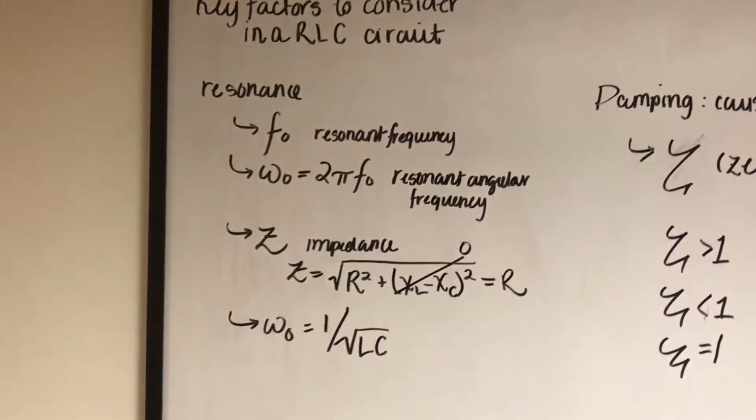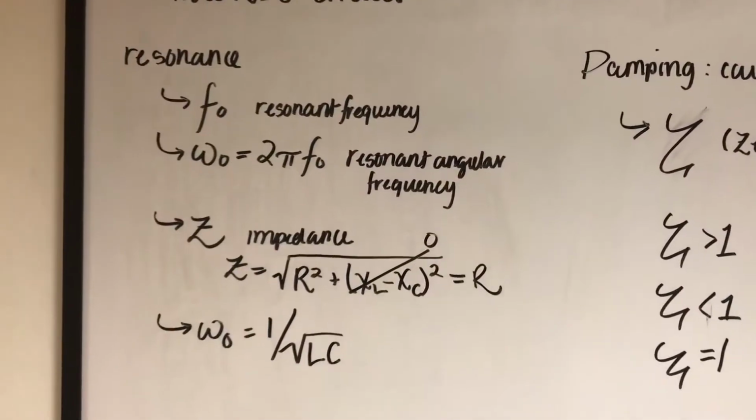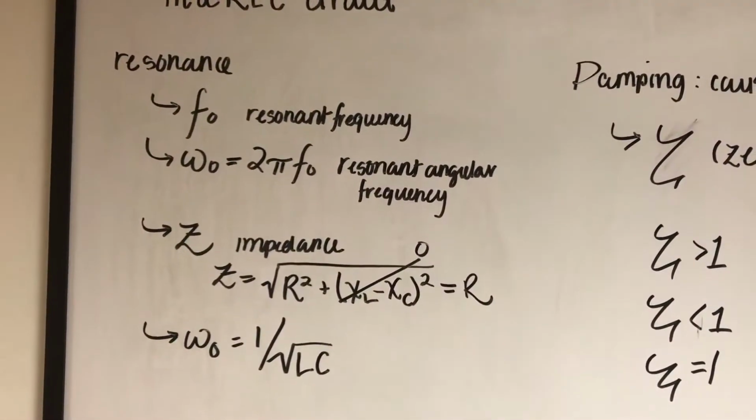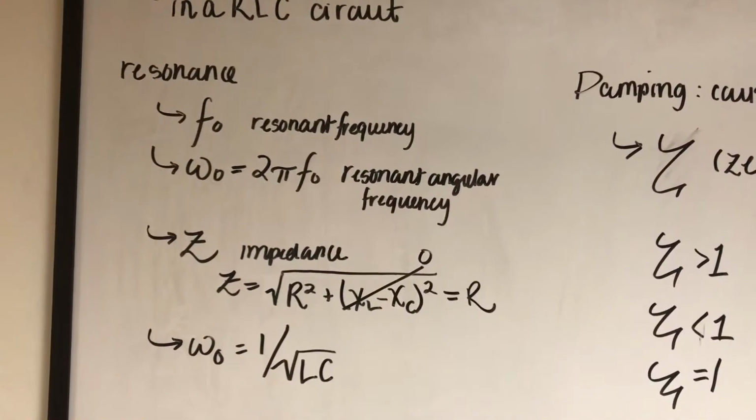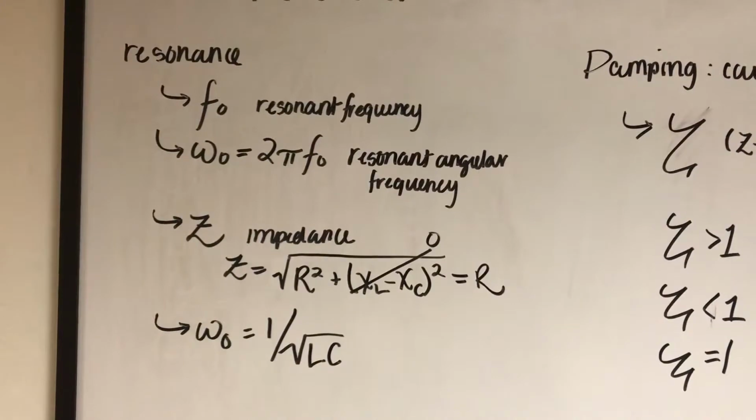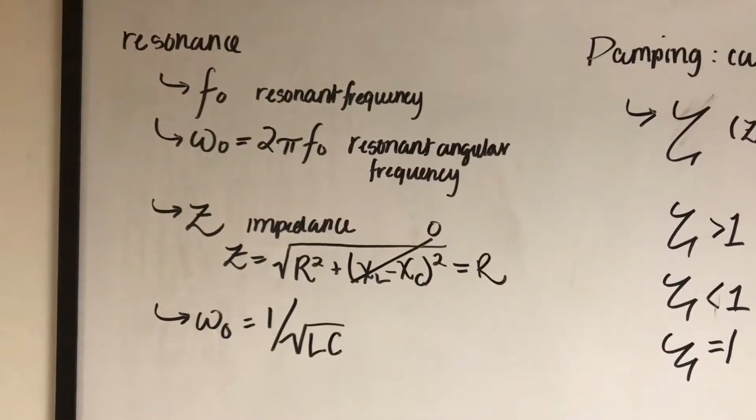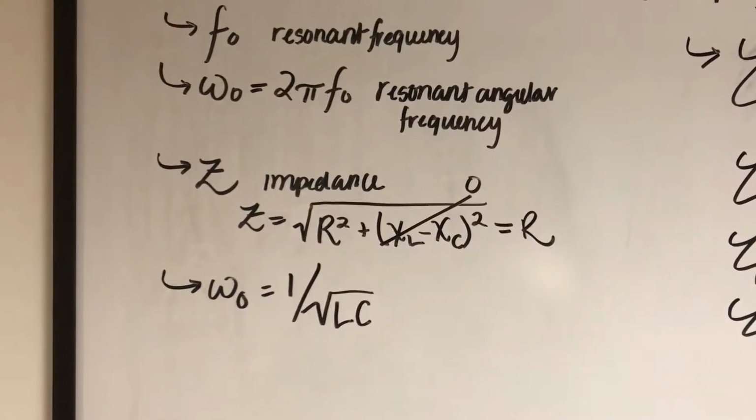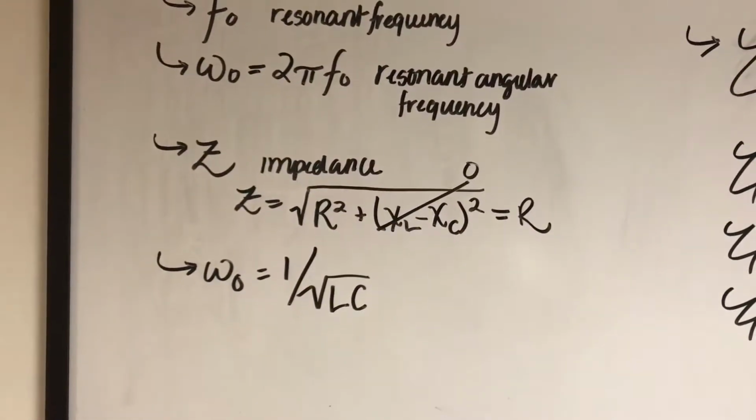First and foremost is resonance. Resonance occurs at a specific frequency, F0. The angular frequency is mathematically easiest to use, so most of the time we use omega naught equals 2 pi F0 in order to define a resonant angular frequency. Impedance in a resonant RLC circuit is equal to just the resistance.